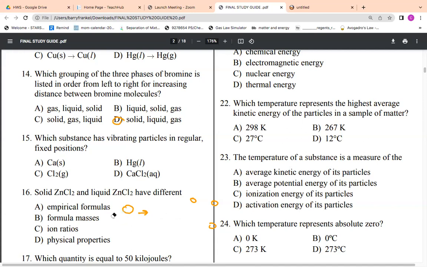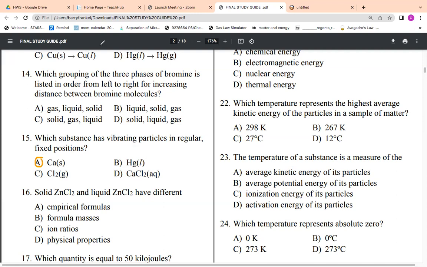All right. Number 15. Which substance has vibrating particles in regular fixed positions? This is describing a solid. Again, solids are basically fixed in their positions. They're stuck there. They want to move, but they're stuck in their position. So they just vibrate back and forth a little bit. Remember that everything moves. So we're going to want to go with A.